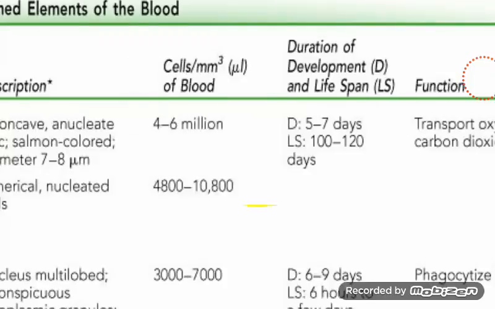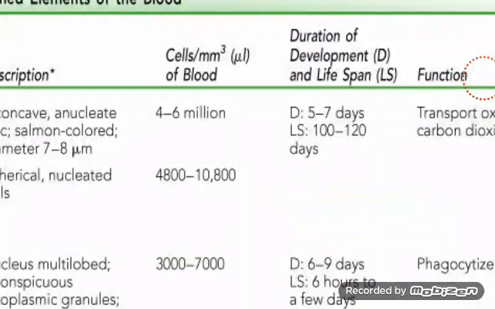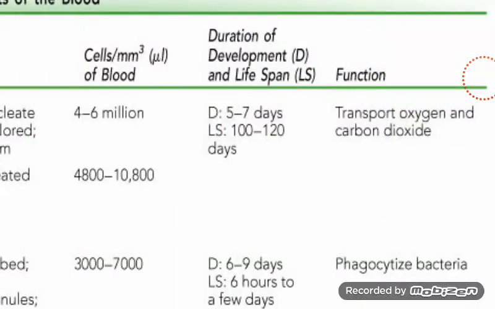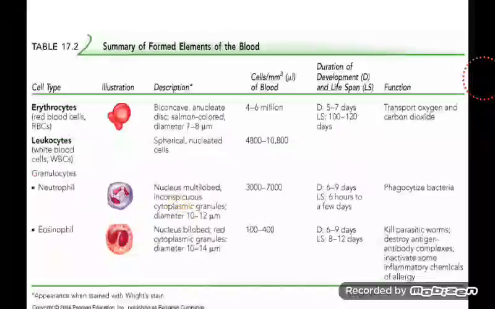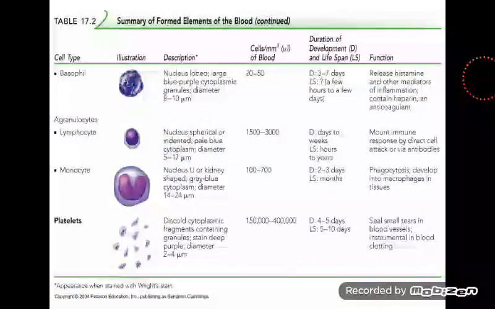So you can see the one of red blood cells here, which is the erythrocyte. You can see it takes 100 to 120 days. All right, you can see the function here. So do that for the remaining ones. You might need to just pause the video here. Pause the video and write out the table. All right. The same thing here: the cell type, illustration, description, the number in the blood, duration, and the function.